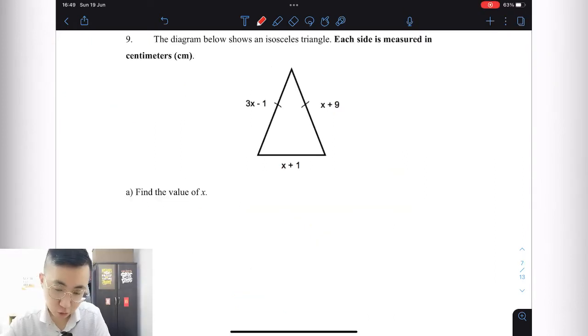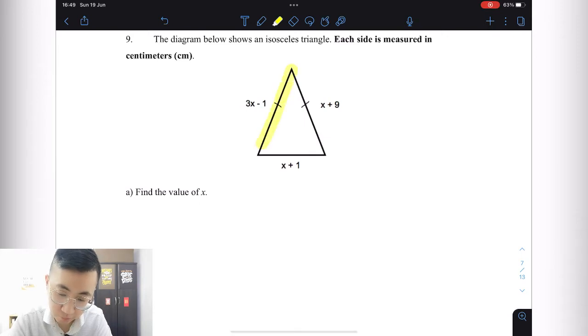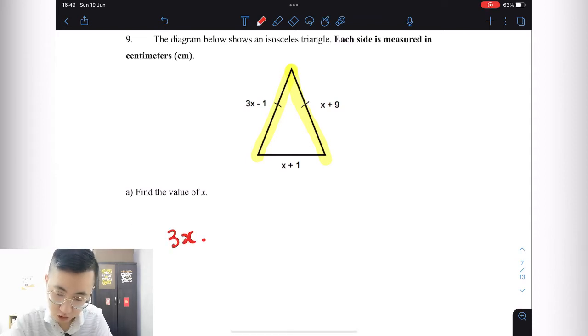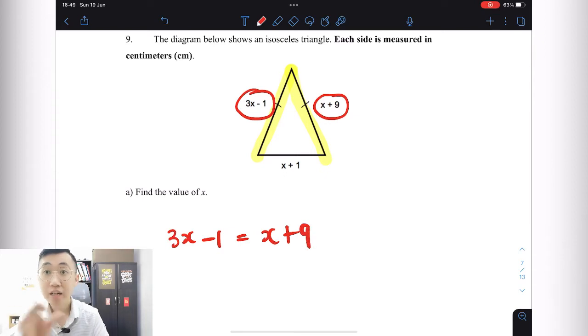Question 9. The diagram below shows an isosceles triangle. Each side is measured in centimeters. You need to know what an isosceles triangle is. This side over here is the same length as this side over here, and they show the symbol denoting that. So how do we find the value of x? For 9a, take 3x minus 1, which is this side, equal to the other side, x plus 9. Then from there you just need to move left and right.